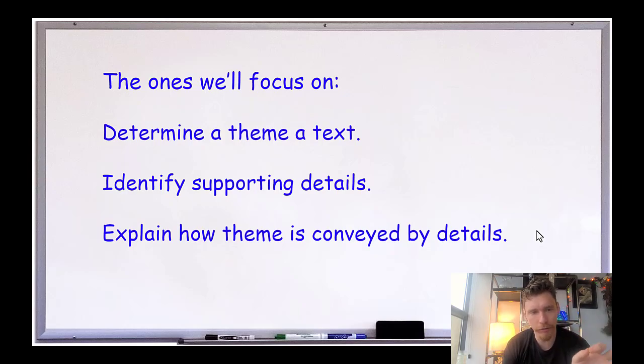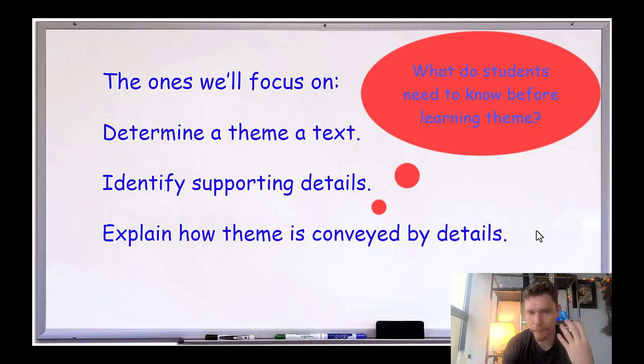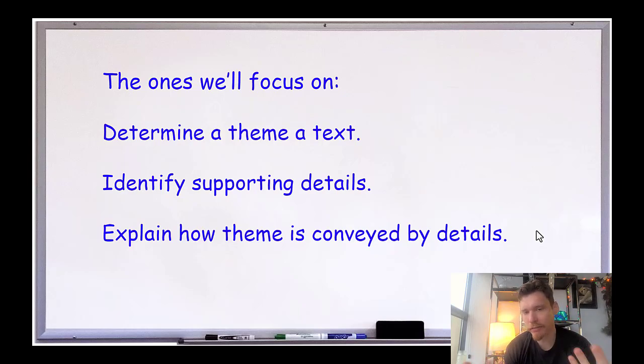So we're going to focus on determining a theme of a text because that seems to be the one that requires the most front loading. So if you don't know, a theme is the lesson or moral or message that the reader is supposed to understand from a text. And that is somewhat of an abstract inferential skill. Like there's usually not explicit details about what the theme is in any given text. So what you need to really help students grasp is that the theme is something we can learn from how a character responds to a challenge.